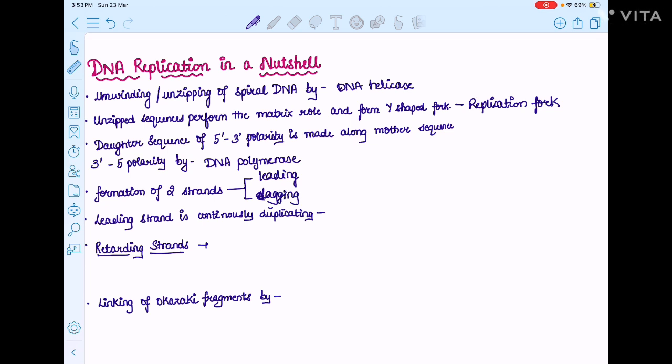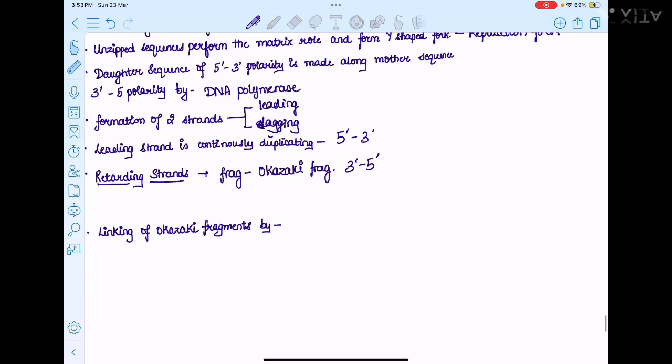The leading strand is continuously duplicating in the direction of 5' to 3', while the lagging strand is duplicating itself in short fragments, which are known as Okazaki fragments. And these are running opposite to the polarity of the leading strand, that is 3' to 5'. The linking of Okazaki fragments in the end is done by the ligase enzyme with the help of phosphodiester bonds.